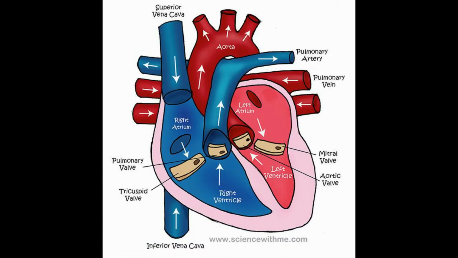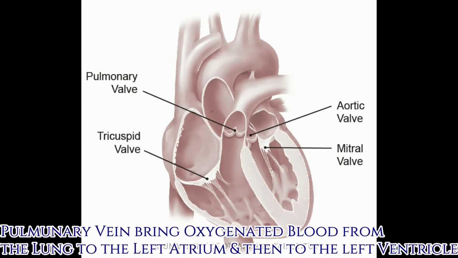In this picture, you can see the right atrium, right ventricle, left atrium, left ventricle, pulmonary veins, aorta, and the bicuspid and tricuspid valves. The bicuspid valve is on the left side and the tricuspid valve is on the right side. Pulmonary veins usually bring oxygenated blood from the lung to the left atrium and then to the left ventricle.